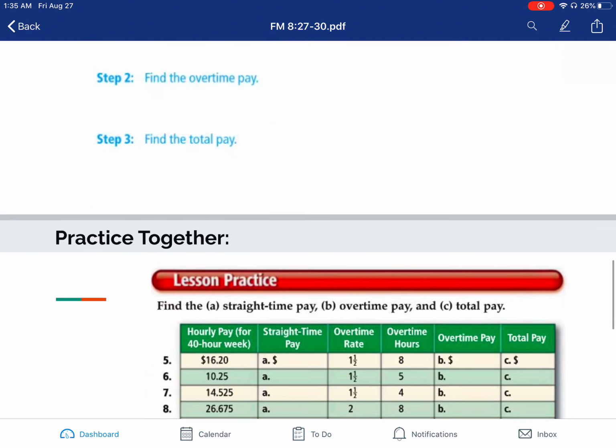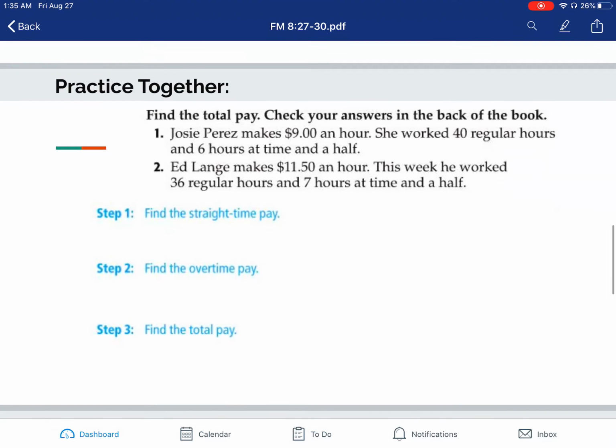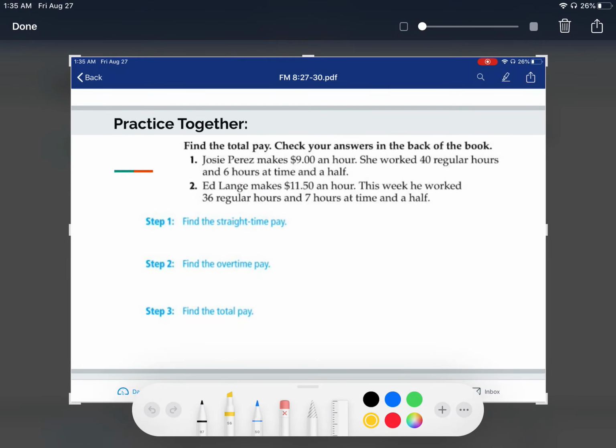All right, so let's do these 2 examples. I'm actually going to skip this big chart. If you want some extra practice going over overtime, we can work on some of those together. But we'll do these 2 examples, and then we'll go over the daily.